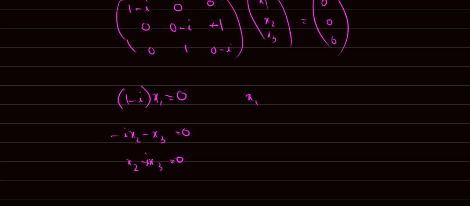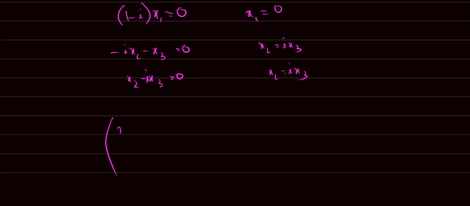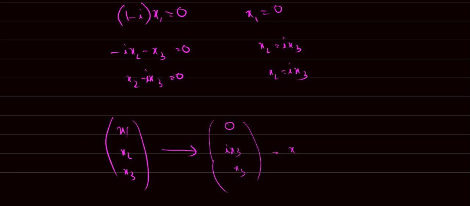From here we can see x1 is 0, x2 is i x3. So this was our vector. If we put in the values in here, we'll find out 0, i x3, and x3. So if we take x3 common, we'll find out this. This is our new eigenvector. Again, x3 is upon ourselves, we can use anything.